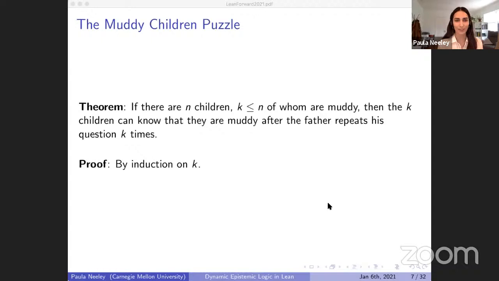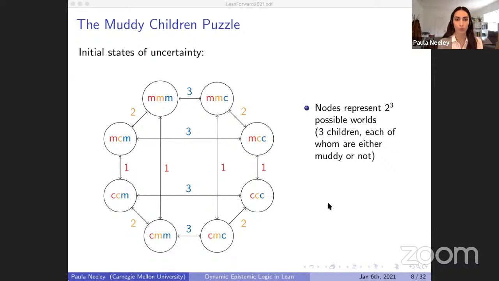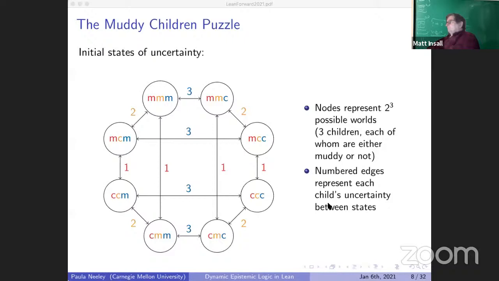So here's the setup. I'll explain this directed graph in more detail, but basically it models the initial states of uncertainty. So we have eight nodes, and I'll use the word node or world or state interchangeably in the discussion that follows. But these nodes represent the different possible worlds. So we have three children, each of whom are either muddy or not. So these nodes enumerate those possibilities. And then the numbered edges between the nodes represent each child's uncertainty between states.